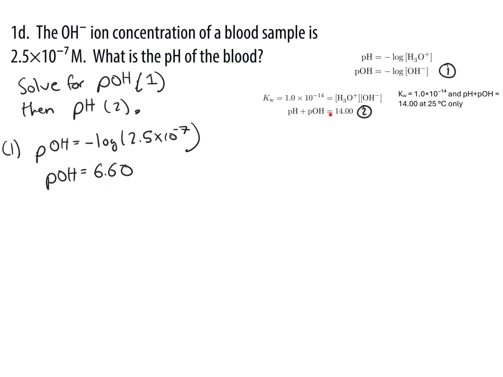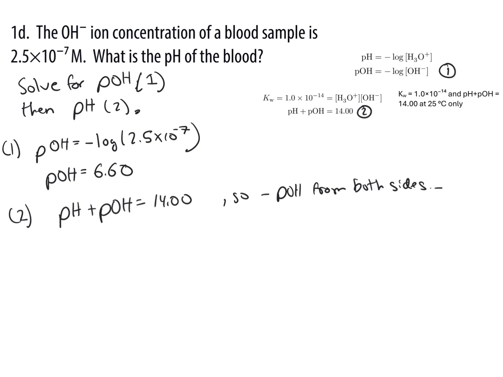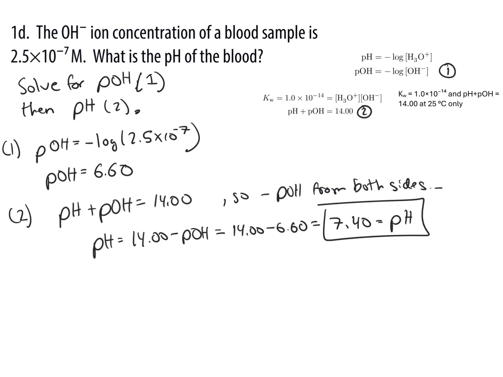Next, we can go into the Kw equation. Because we're trying to find pH, we need to subtract pOH from both sides, which gives us 14 minus pOH is equal to pH, which is 7.40. Again, 2 significant figures after the decimal place, because when we're adding and subtracting, we keep to the same number of decimal places. So 0.60, we keep to the 100th place here in our pH as well.